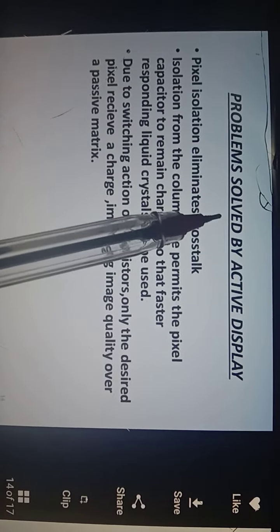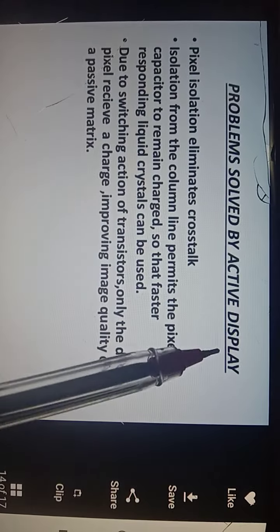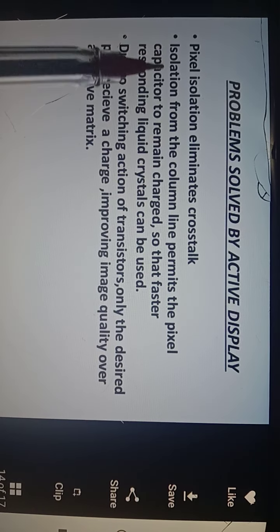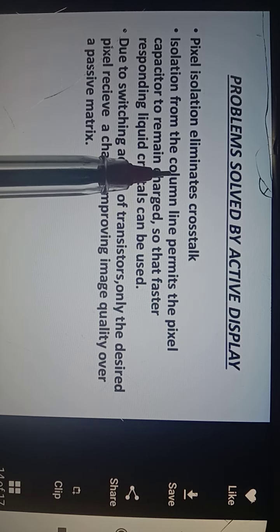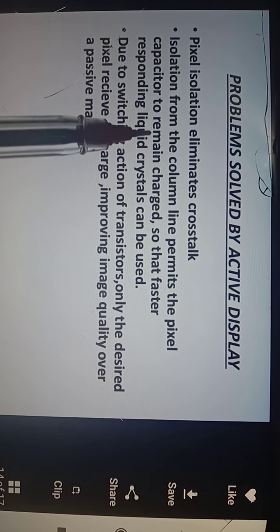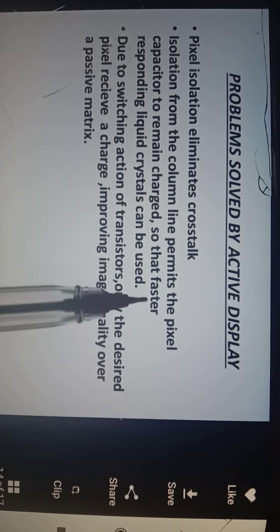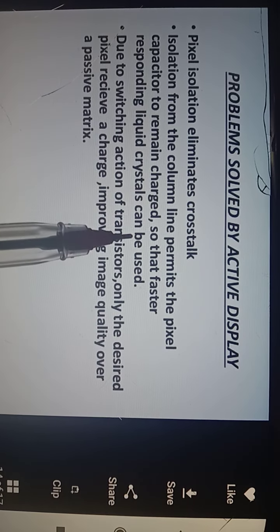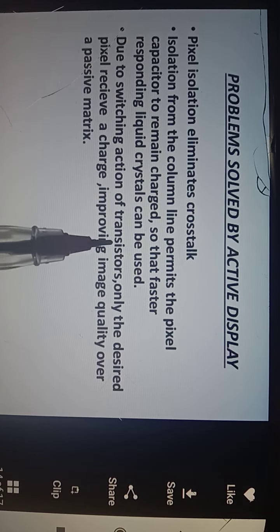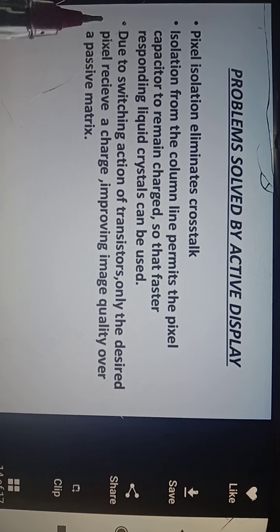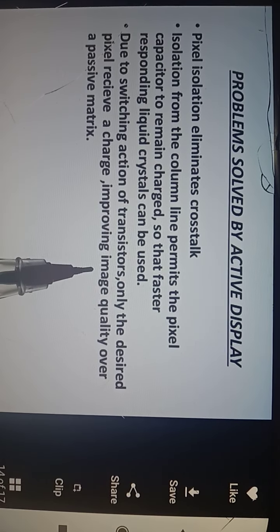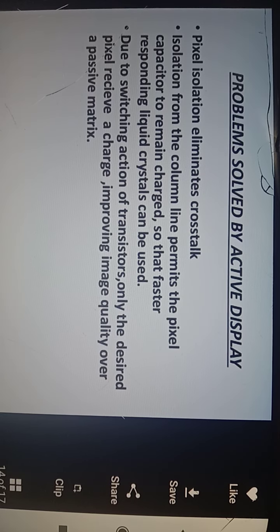Coming to the problems solved by the active display. Pixel isolation eliminates crosstalk. Isolation from the column line permits the pixel capacitor to remain charged so that faster responding liquid crystals can be used. Due to the switching action of transistors, only the desired pixel receives a charge, improving image quality over a passive matrix.